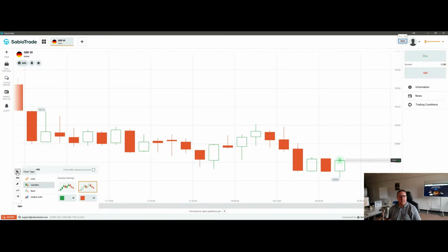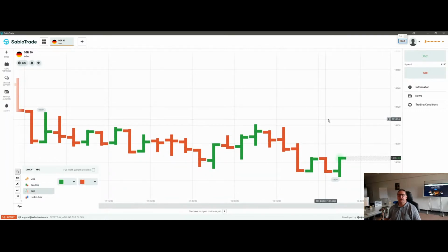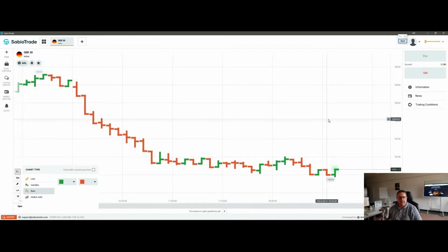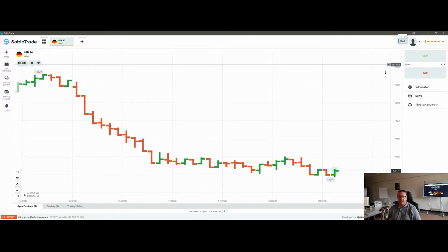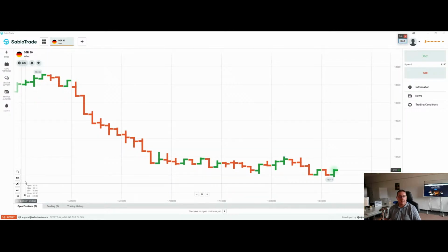The same you can see in bar charts, just with a little bit different expression, but it's the same one. Here you can see it's the same procedure. In the green one, you have the opening price, the closing price, a high and a low. And if it's a red one, you have an opening, a high, and a close. The same story, just another expression.